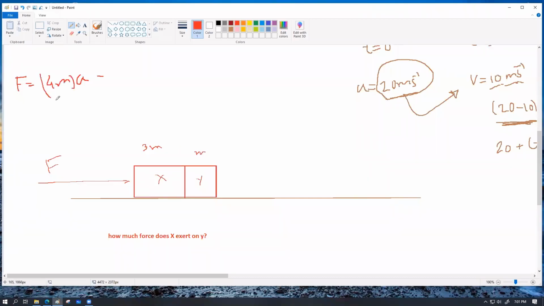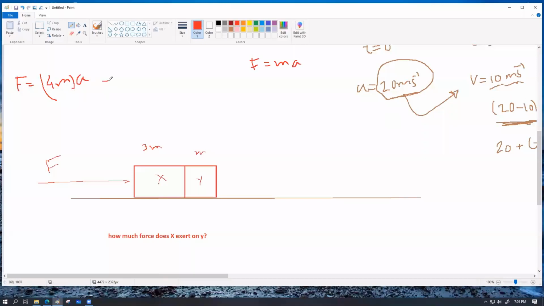This is Newton's second law. Do you guys know Newton's second law? Yes, sir. For those of you who don't know this, the basic version of Newton's second law is F equals ma, which tells us that the force exerted on an object is equal to the mass of the object times the acceleration of the object. This is the basic formulation. I wrote 4m because for my example I used 3m and another m, so the total mass is 4m.